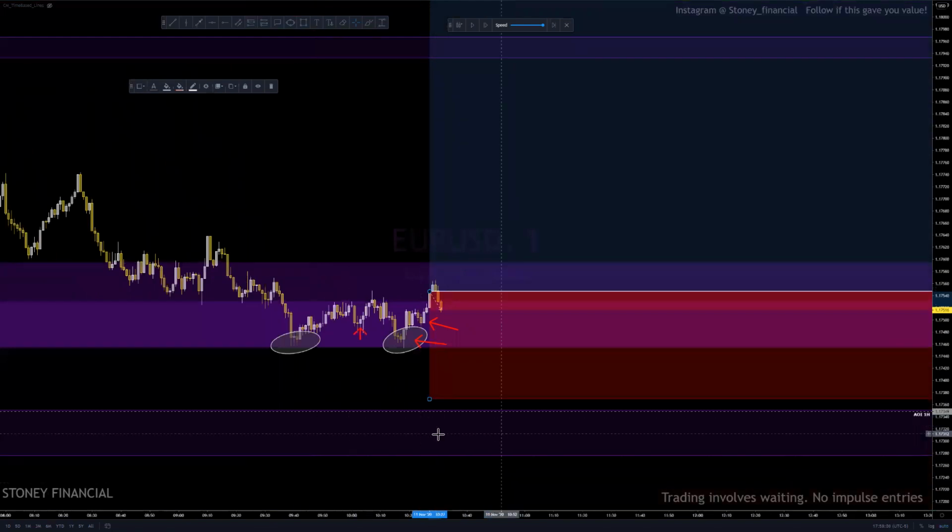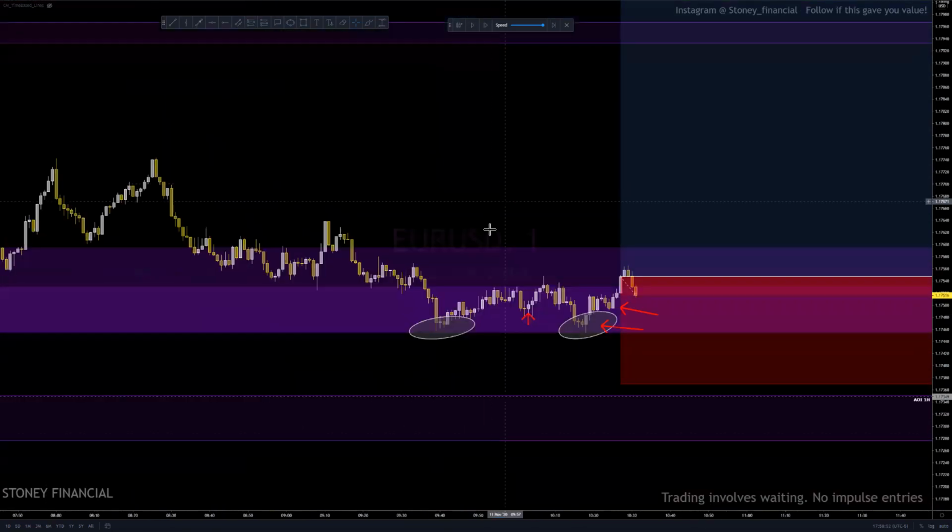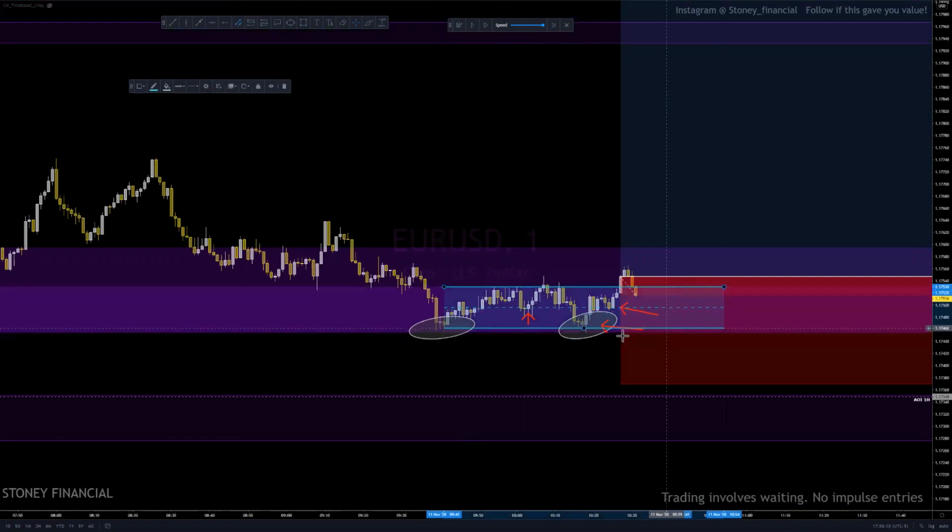We don't want it too wide because this is another area of interest. If it broke through here, we obviously know that this is going to be touched. It's only wide enough to account for maybe the spread that you might see, about 1.5 pips, and to account for overshoots of this range here. The range I'm talking about, I can highlight it, is right here.